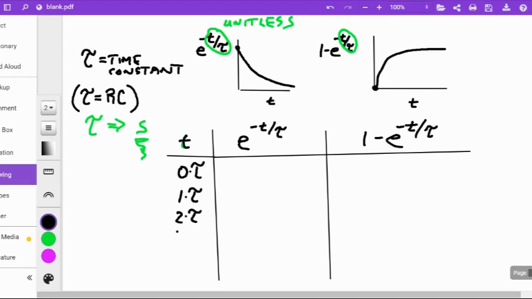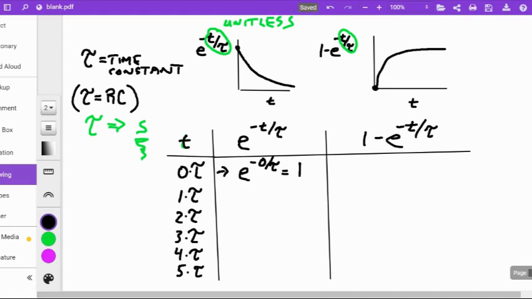So 2 times tau, 3 times tau. We're going to go all the way up to 5. And we're not actually using any specific value for tau. We're just going to do this without that, and I'll show you how that works. Okay, so let's go with this first function now. Let's evaluate this. I'm going to plug in e to the negative, and then for t, that's 0, divided by tau. Well, that's e to the 0, and anything raised to the 0 power is simply equal to 1.